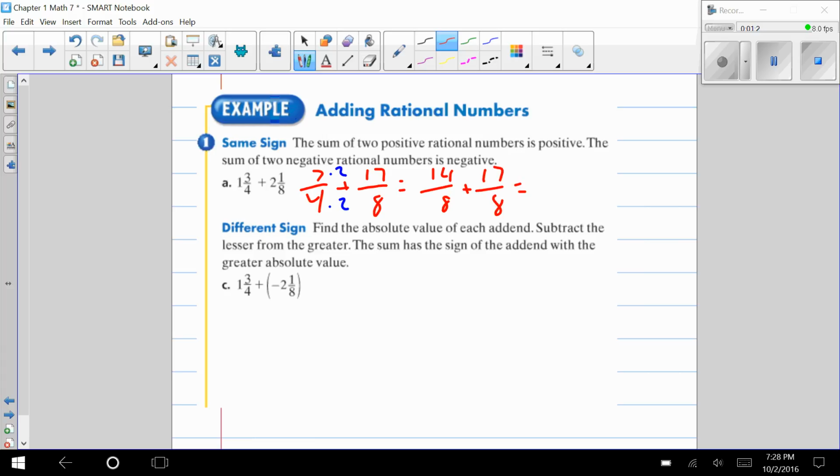Now I add my numerators, which makes 31. My denominator stays the same, 31/8. We could turn this back into a mixed number, but 31/8 is also our final answer.